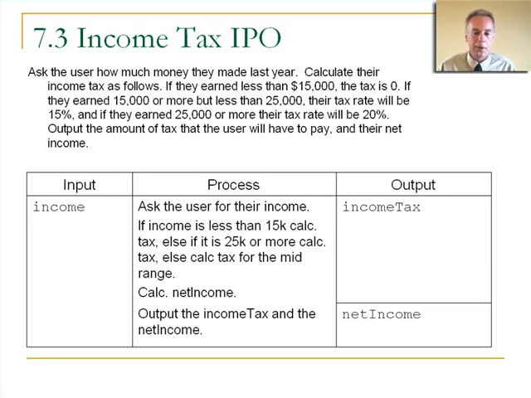And it says in the spec, less than 15,000, the tax is 0. So we can write that as a summary in the process. If income is less than 15,000, calculate the tax, and then else, if it's 25,000 or more, calculate the tax, else calculate the tax for the middle range, and then calculate the net income and do the outputs.